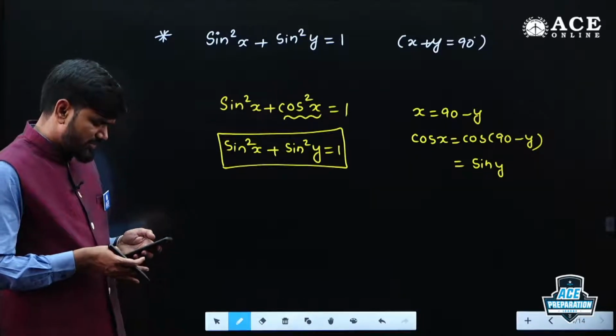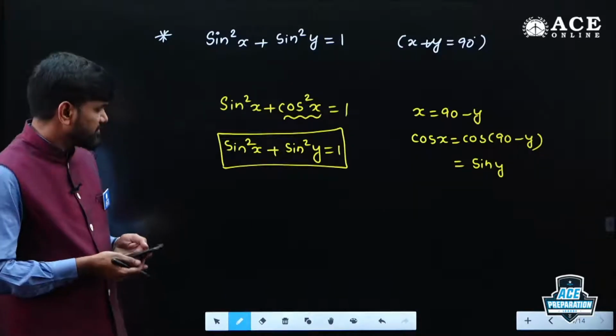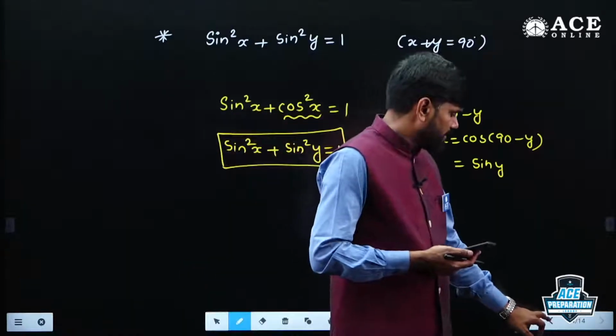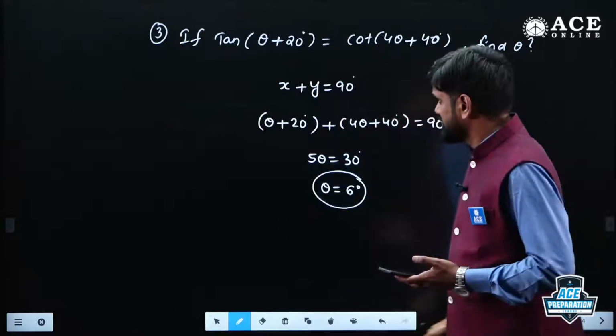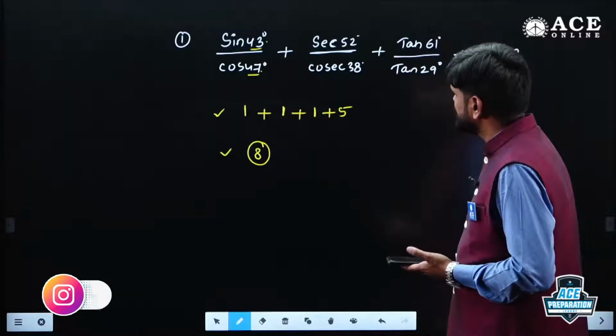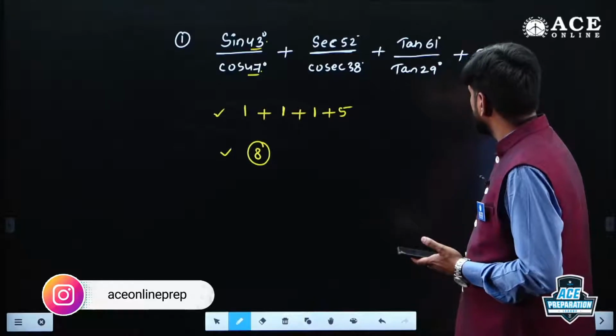Problem 1, small correction. What is there, Rajshekhar? Which one you are talking about? Problem number 1? 2, 3. What correction?